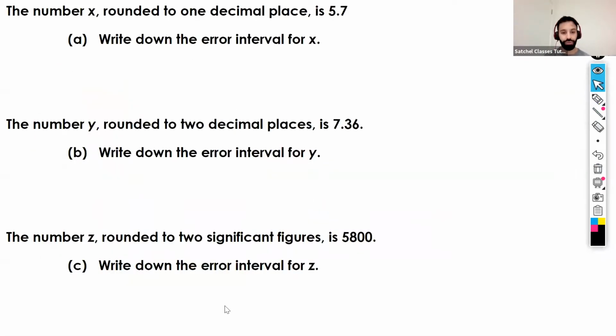So here's a question for you. It says, the number x rounded to one decimal place is 5.7. Write down the error interval for x. So again, we can draw a number line. And if I just move this over here, on our number line, I can write the number 5.7. Now, one decimal place down would be 5.6. One decimal place up would be 5.8.